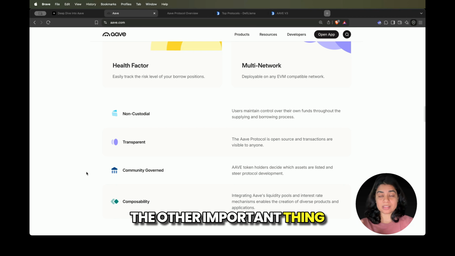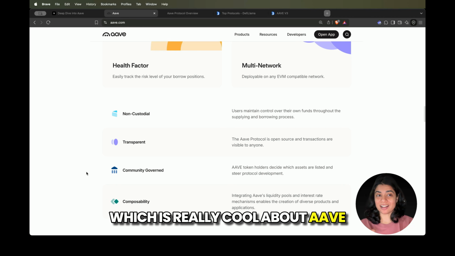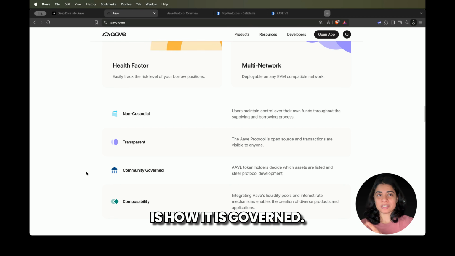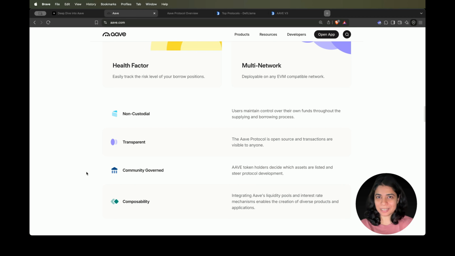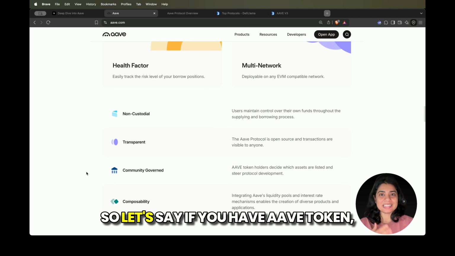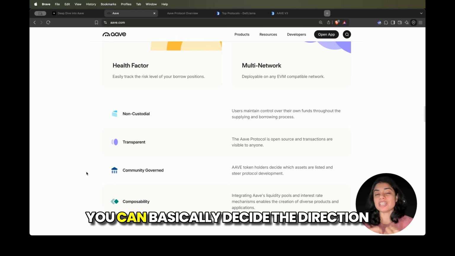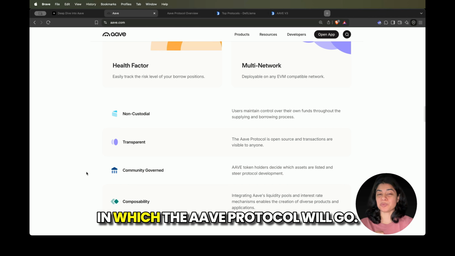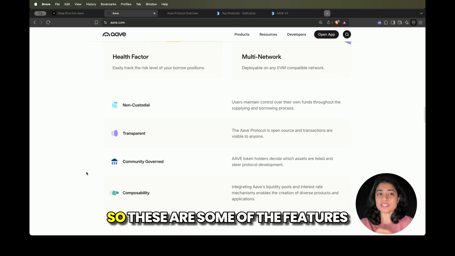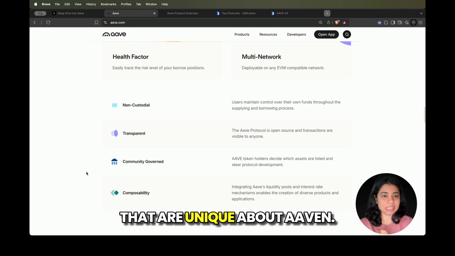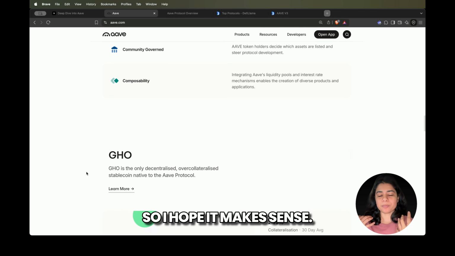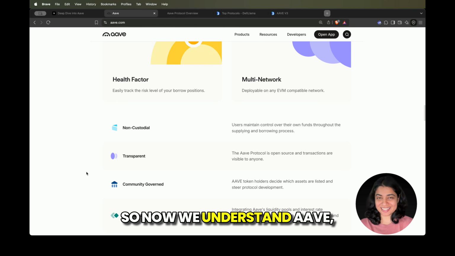The other important thing, which is really cool about Aave, is how it is governed. It is being governed by a community in a decentralized manner. So if you have the Aave token, then you can be part of this governance process. You can basically decide the direction in which the Aave protocol will go. So these are some of the features that are unique about Aave. I hope it makes sense. So now we understand Aave.